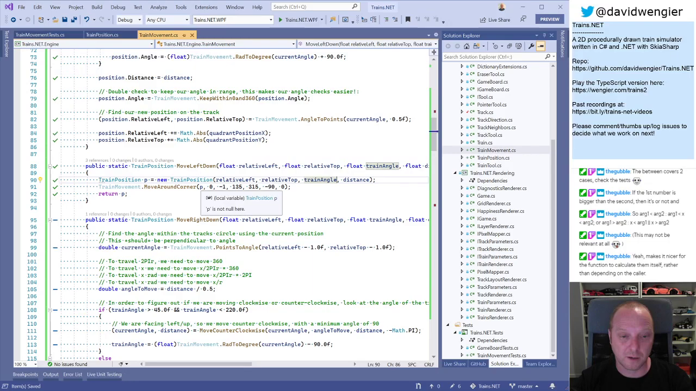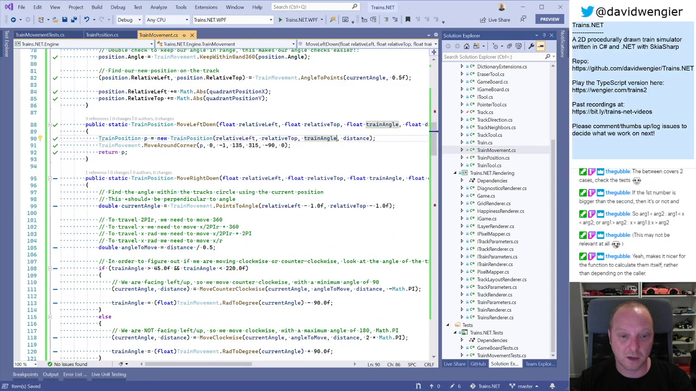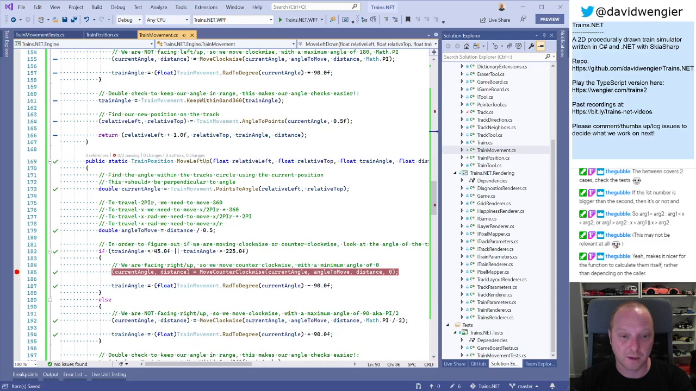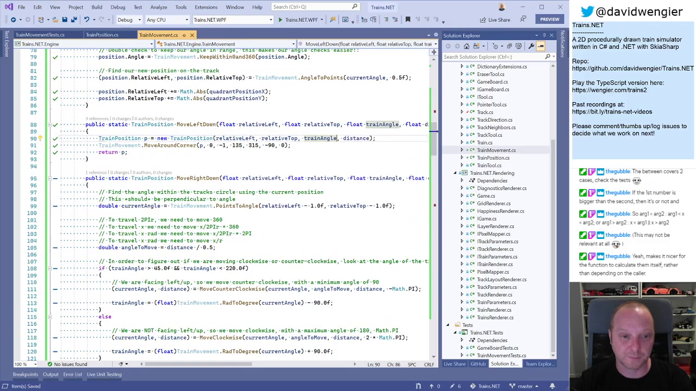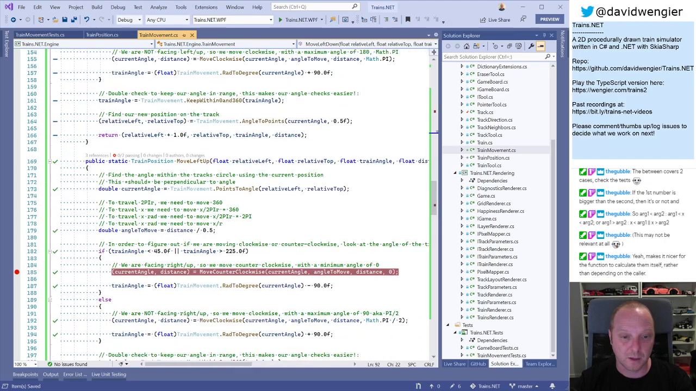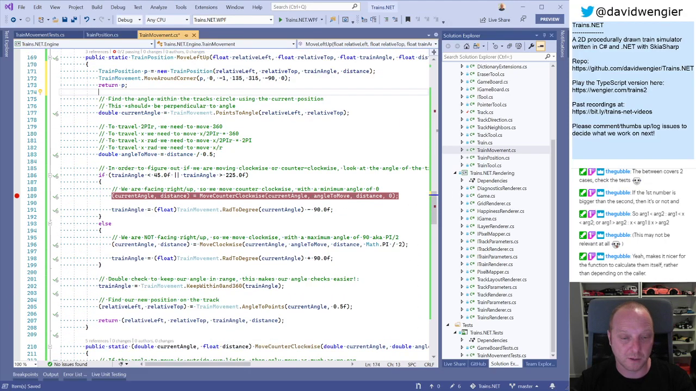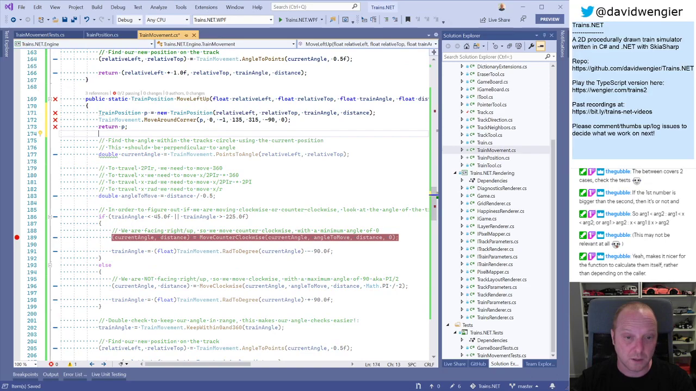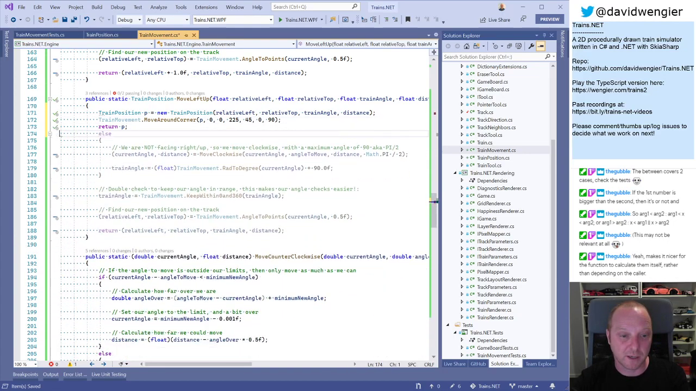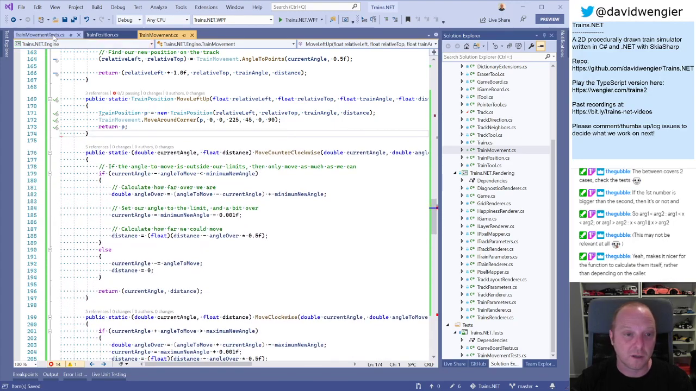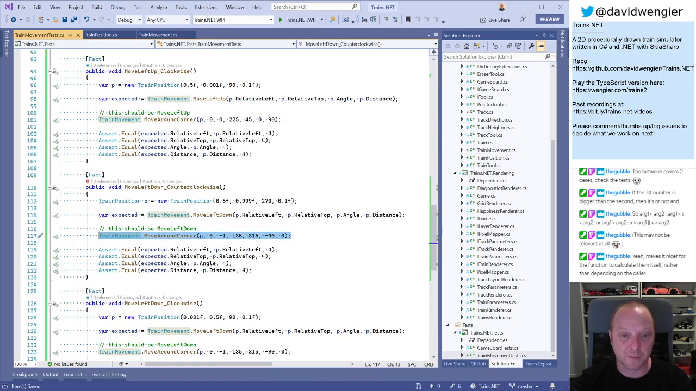And then move left up. I can do the same thing. So move left up is, this is 0, 225, 45, 90, no, 0 and 90. And I've just broken all my tests because, of course, these now just call itself. But yeah, that's right, 0 and 90.